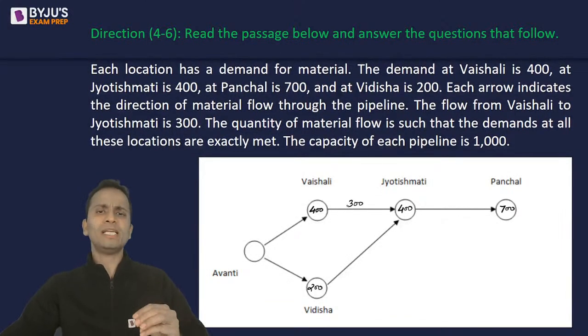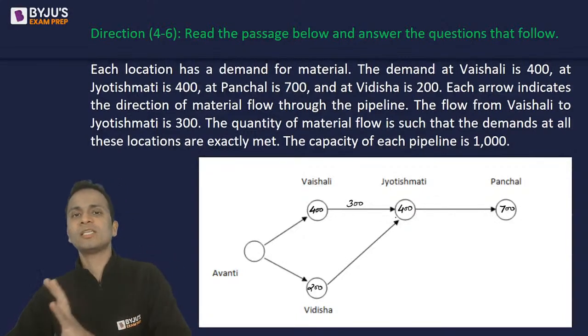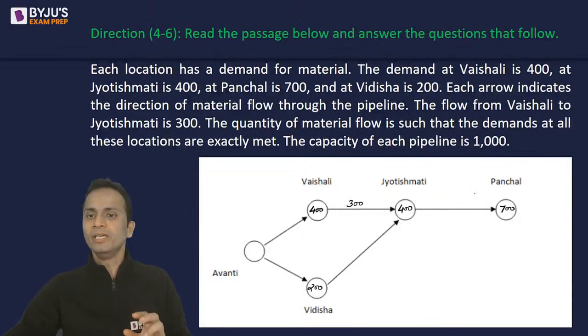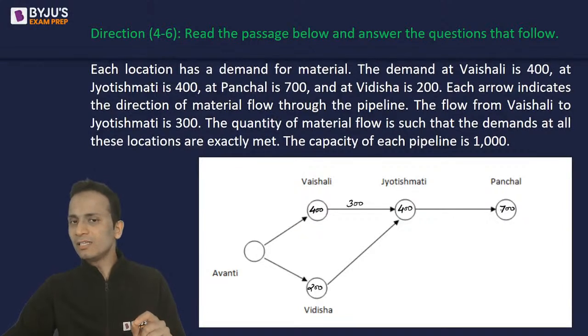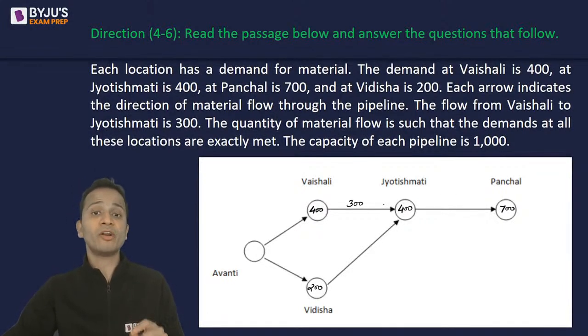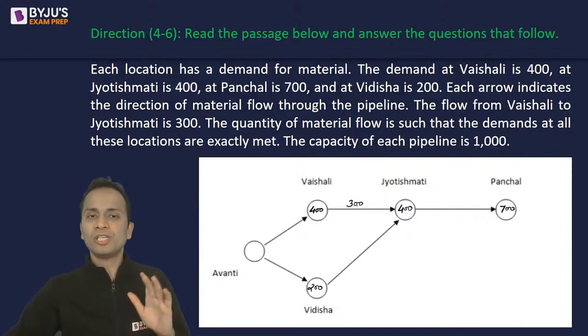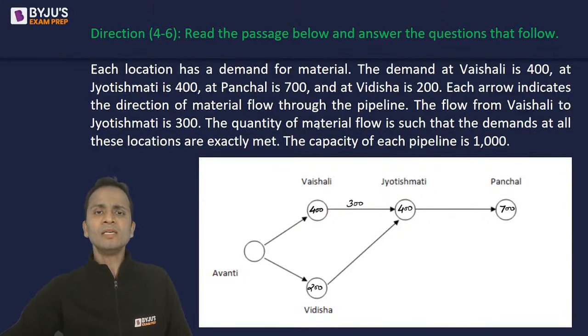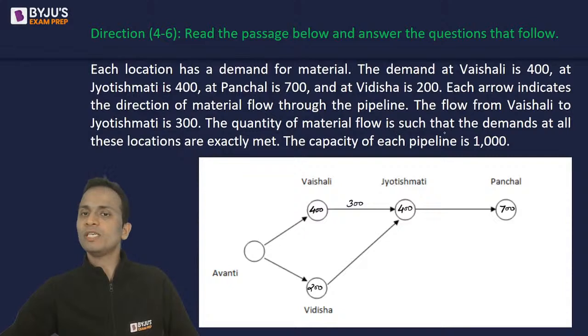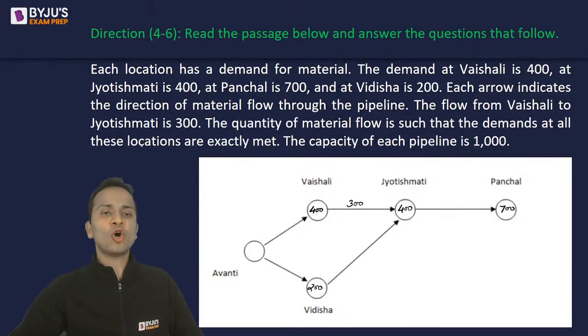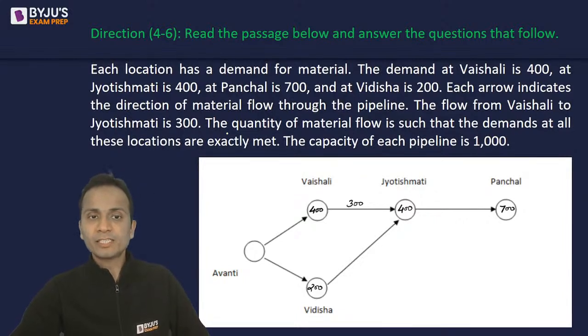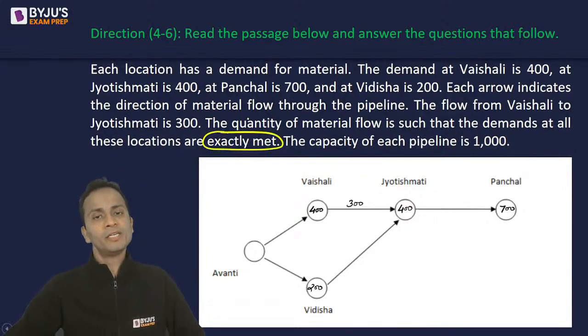So 300. So let's talk about petrol. So this is the demand for petrol. Okay, so Panchal requires 700 liters, Jyotishmati 400, Vaishali 400, and Vidisha 200. And the quantity of petrol that is flowing from Vaishali to Jyotishmati is 300. Okay. Now the quantity of material flow is such that the demands at all these locations are exactly met. This is very important.